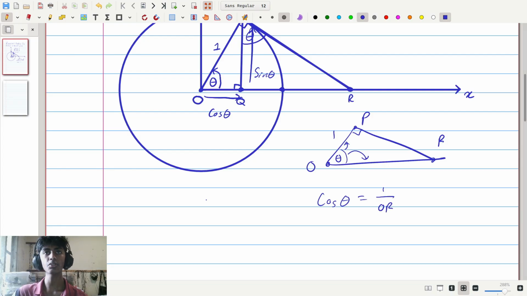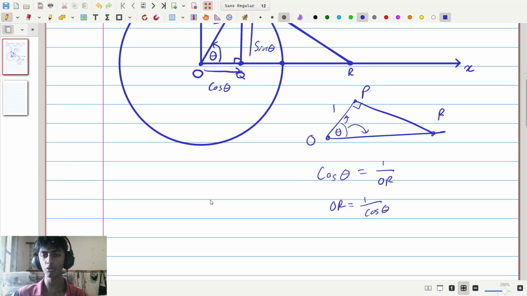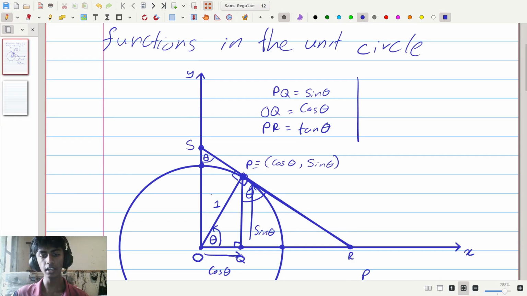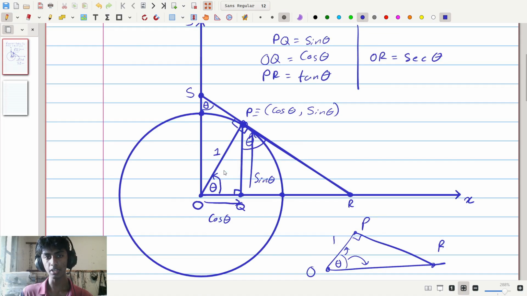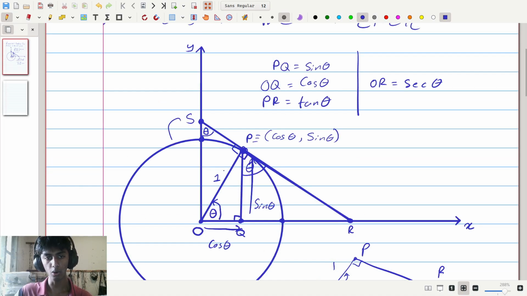So cosine theta is 1 over OR, meaning OR is 1 over cosine theta, and 1 over cosine theta is what we call the secant of theta, sec theta. So here what we mean by the secant line is the line OR, therefore OR is the secant of theta. OR is sec theta.